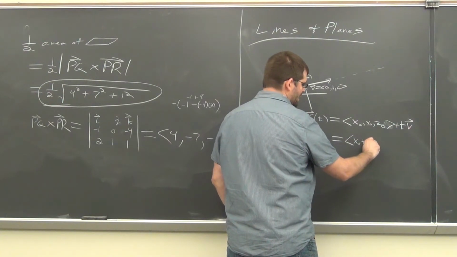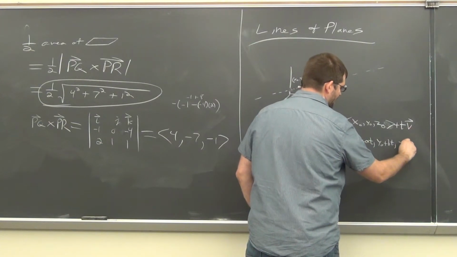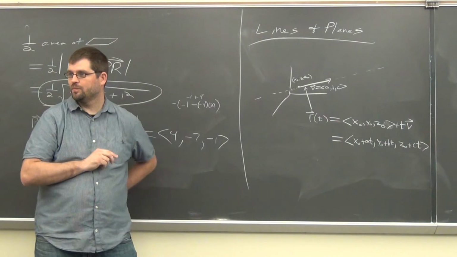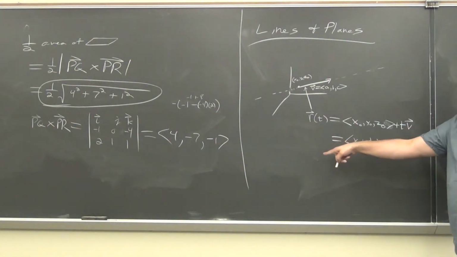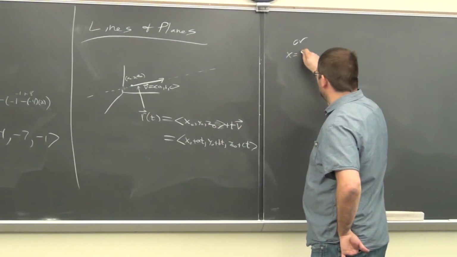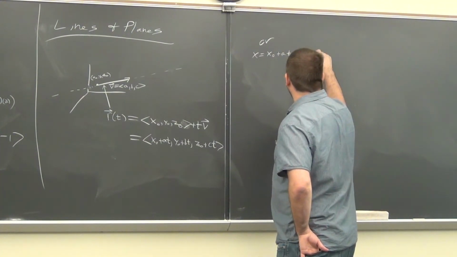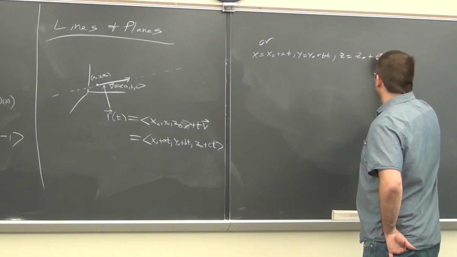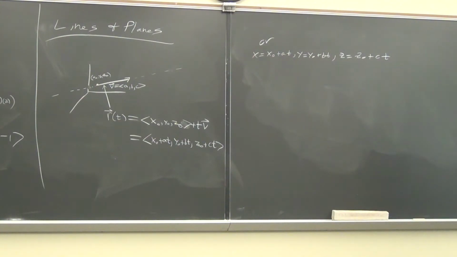x naught plus at, y naught plus bt, z naught plus ct. Okay? Familiar? So that's the equation of a line. This is the vector equation of the line. You also had a parametric equation, or you might see it like this: x equals x naught plus at, y equals y naught plus bt, z equals z naught plus ct. So that's the parametric equation of a line.